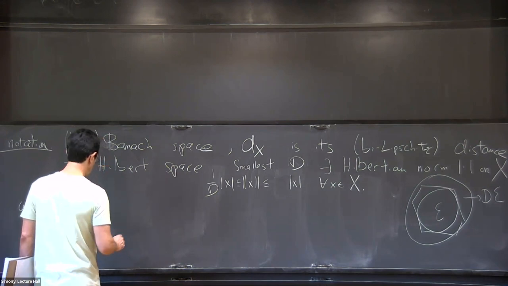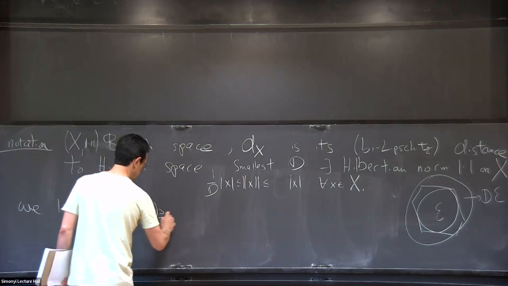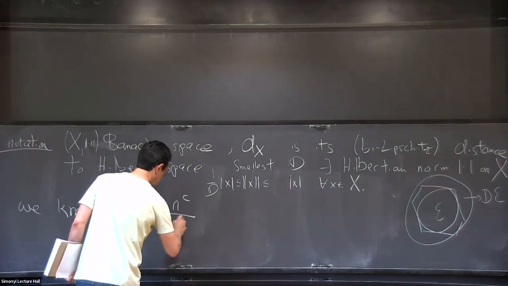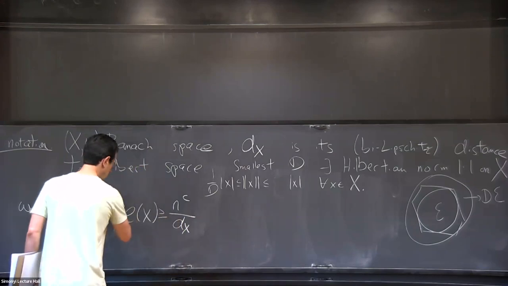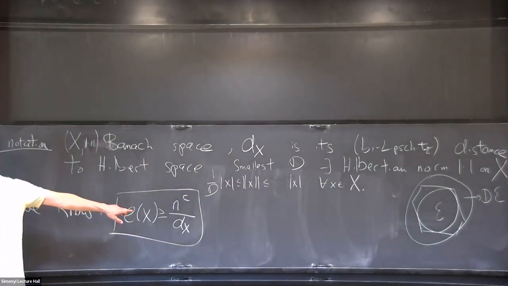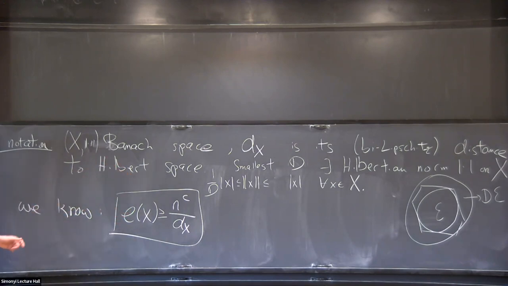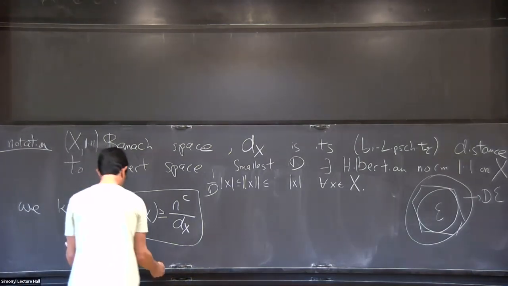It is at least n to the c divided by d(X). That's a theorem from 201, as I told you, because for Hilbert space the lower bound is n to some universal constant. It's behind here, or I erased it.